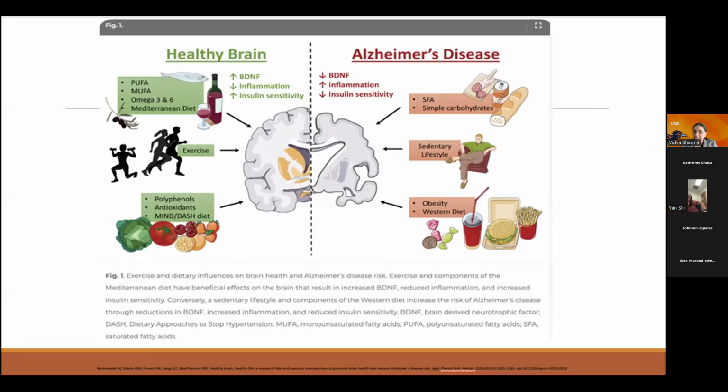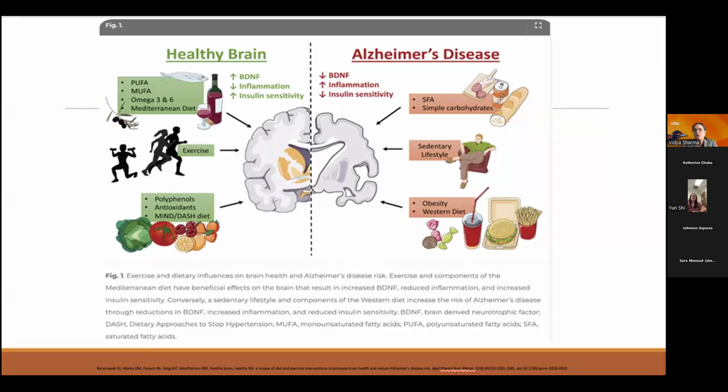And I always tell my students that the easiest way to remember saturated is any fat that is solid in consistency is a saturated fatty acid. So thinking about butter, thinking about lard, these are all examples of saturated fatty acid. They stay solid at room temperature.